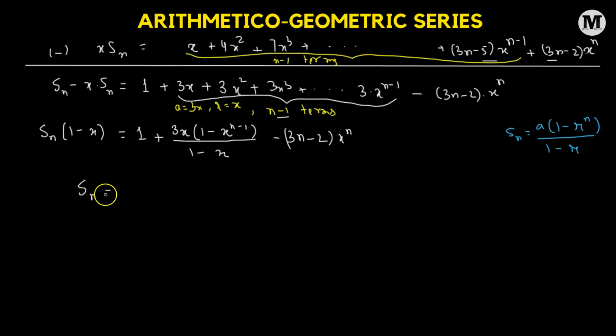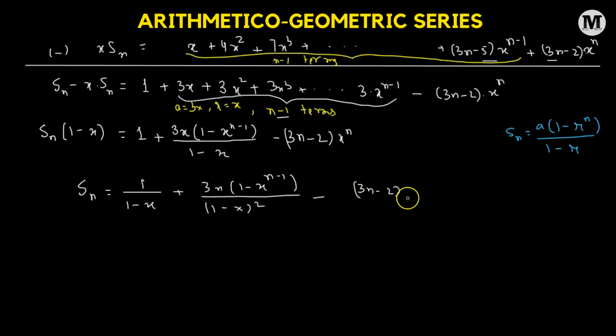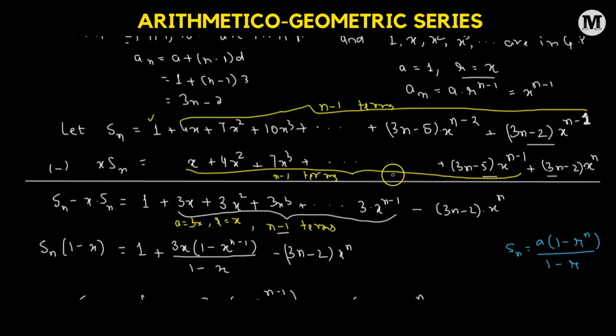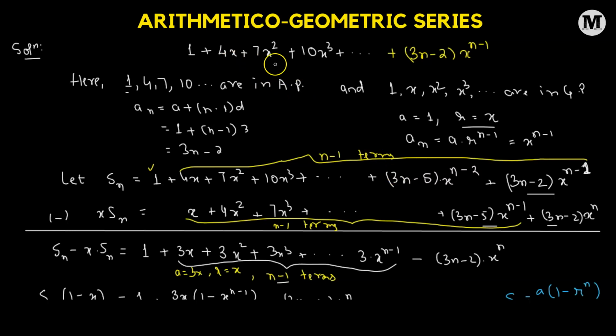So we're going to get Sn equal to 1 over 1 minus x added to 3x multiplied to 1 minus x raised to the power of n minus 1, whole divided by 1 minus x whole square, minus 3n minus 2 multiplied to x raised to the power of n, whole divided by 1 minus x. So this is going to be the sum to n terms of the arithmetico-geometric series given by 1 plus 4x plus 7x squared plus 10x cubed, and so on.